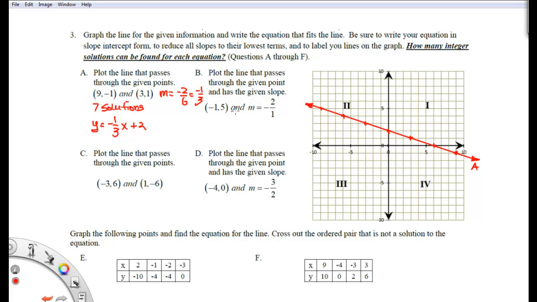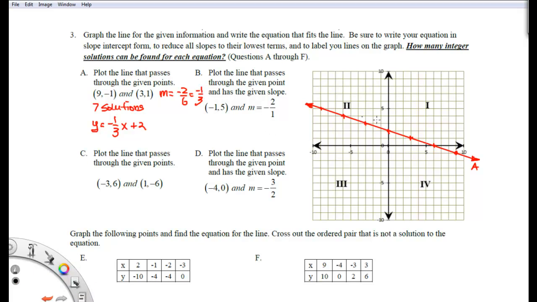Now on part B, we're given a point, and we know that this point is on the line, and then we're given the slope. So once we graph this point, we can count the slope forwards and backwards to find all the other points that are on the line. So let's go ahead and use black on this one.